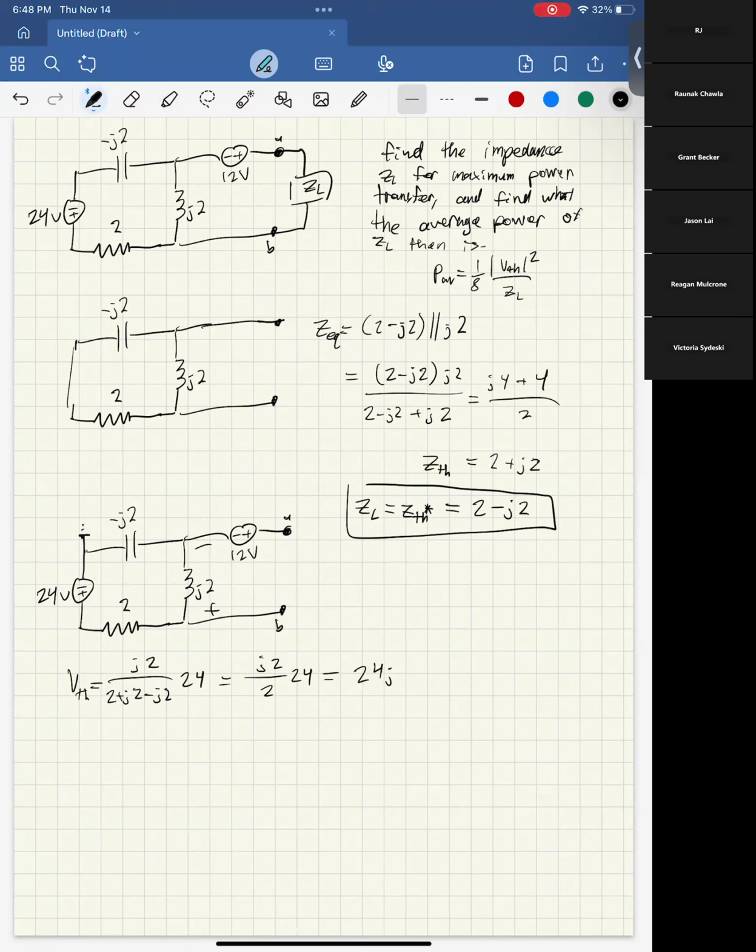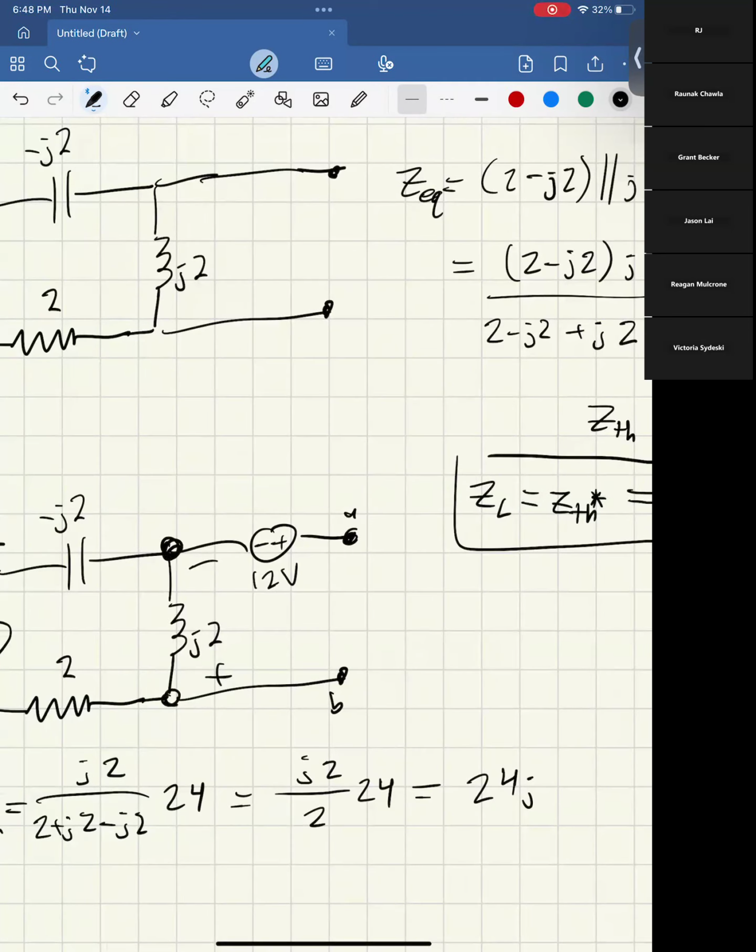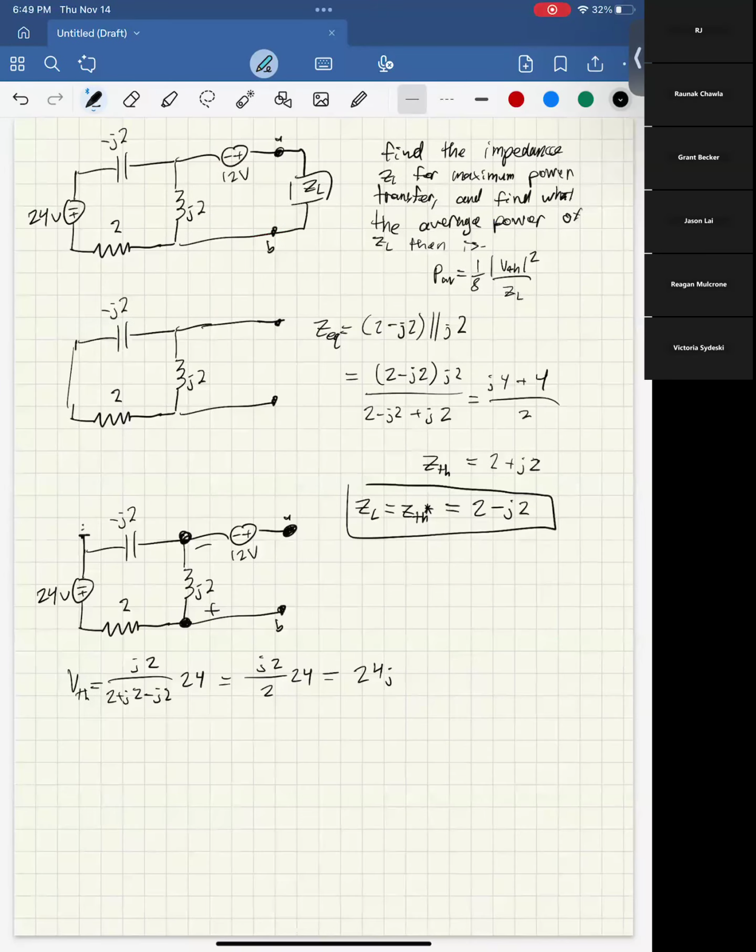So it's 24J there, and we have that Thevenin equivalent voltage. Wait, okay, yeah. That's the voltage difference between this point and this point. So the difference between this point and A, so between B and A, would actually be this plus 12 volts. Sorry, this would be a bit of a notation error here.